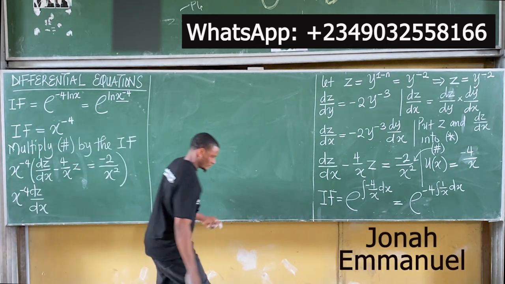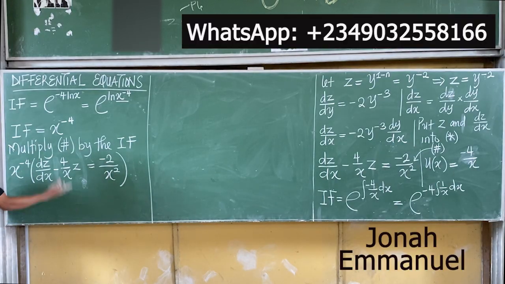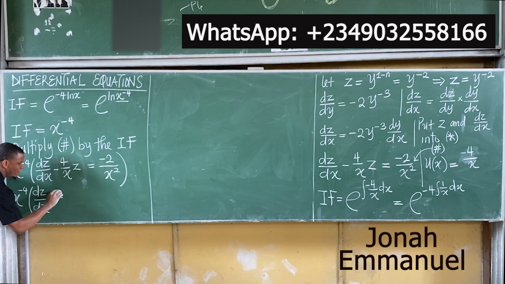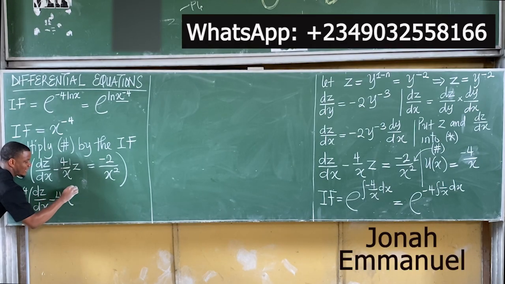Just hang on. I'm trying to do it step by step so that I don't get confused. From here, I can get my final answer, but I'm teaching this step by step. Let's express this one here in index form. This becomes x to the power minus 4 into dz dx. This one here becomes minus 4 times 1 over x, and 1 over x in index form is x power minus 1.